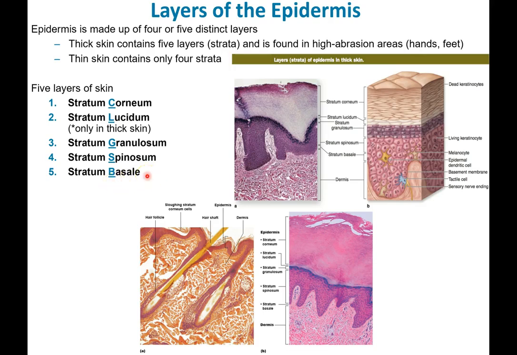There are many mnemonics to help remember the layers of the epidermis. For instance, one helpful mnemonic is "come, let's get sunburned." Here, the C in come is for corneum, the L in let's is for lucidum, the G in get is for granulosum, the S in sun is for spinosum, and the B in burned is for basale.